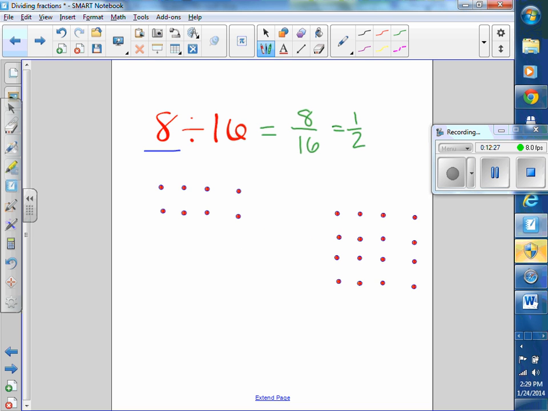And this? 8 divided by 16, fraction bars mean divide. It's a little weird there, but we don't need it there, right? Because we know how to divide whole numbers.